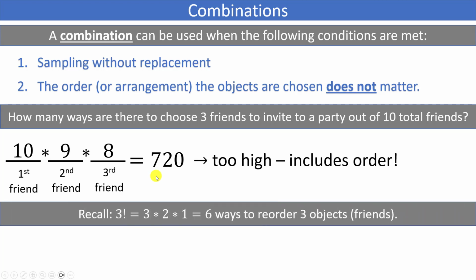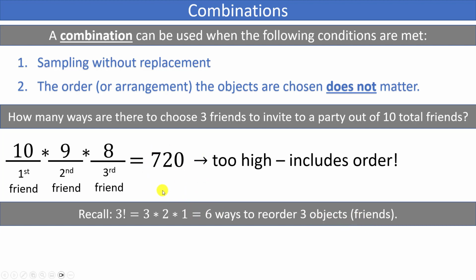Well, recall that any number factorial just tells us how many ways there are to reorder that many objects. So if in this case we have 3 different friends, how many ways could you reorder those friends once you have already invited them? There would be 3 factorial ways, or 3 times 2 times 1 equals 6 different ways to reorder those 3 objects or friends.